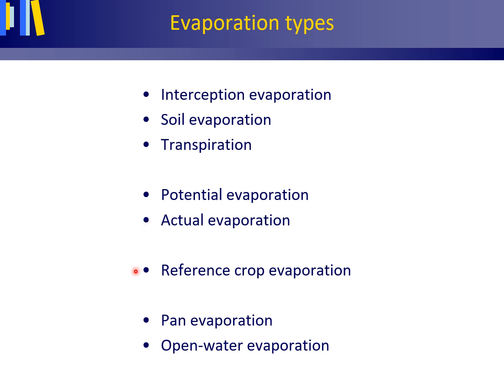The reference crop evaporation is the potential evaporation in millimeter per day of an idealized grass crop that serves as a reference value for determining the potential evaporation of other crops.